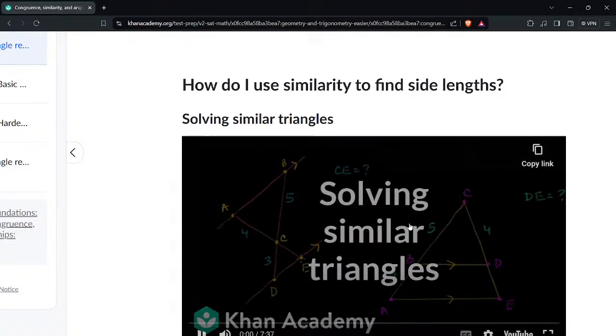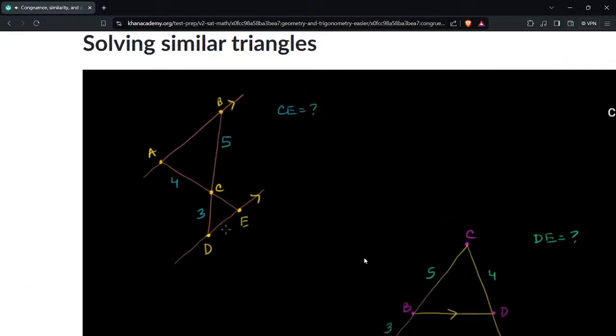In this first problem over here, we're asked to find the length of this segment CE, and we have these two parallel lines, AB is parallel to DE, and then we have these two essentially transversals that form these two triangles. So let's see what we can do here. The first thing that might jump out at you is that this angle and this angle are vertical angles, so they're going to be congruent. The other thing is that angle CDE is an alternate interior angle with CBA. We have this transversal right over here, and these are alternate interior angles, so they are going to be congruent.